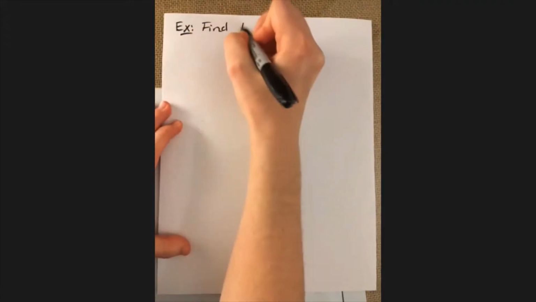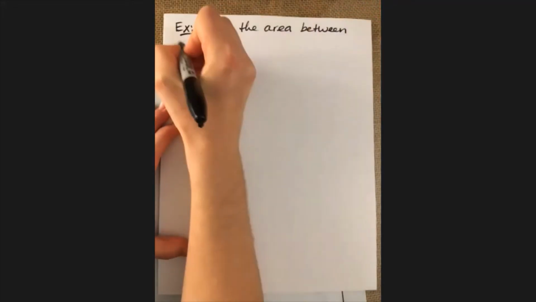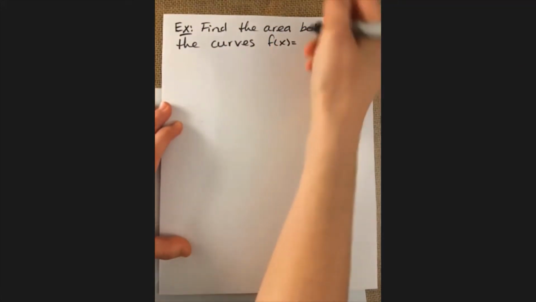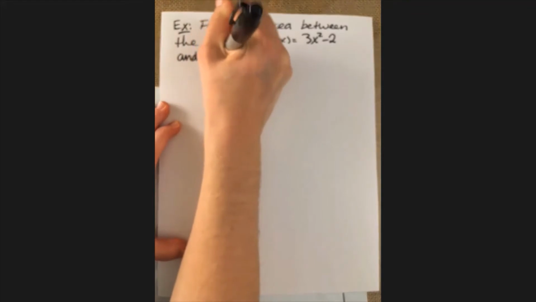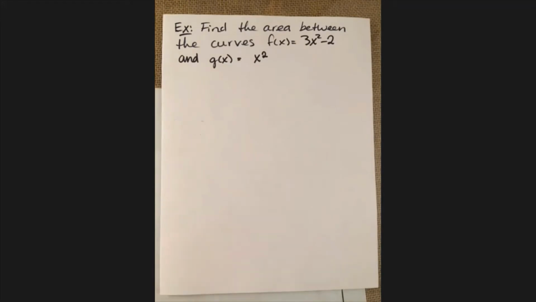Let's look at an example for area. In this one, we are going to find the area between the two curves f of x equal to 3x squared minus 2 and g of x equal to x squared. You've probably seen a problem that looks exactly like this before in a Calc 1 class, and you absolutely could approach this using Calc 1 techniques. But I want to show you how this ties into what we've worked with, the iterated integrals.